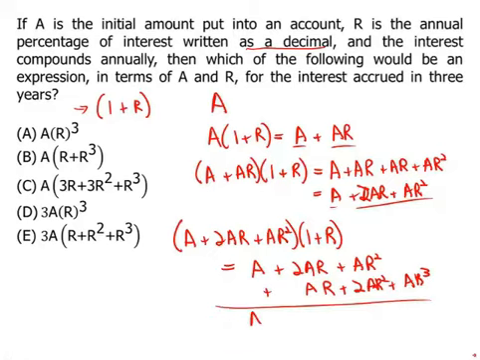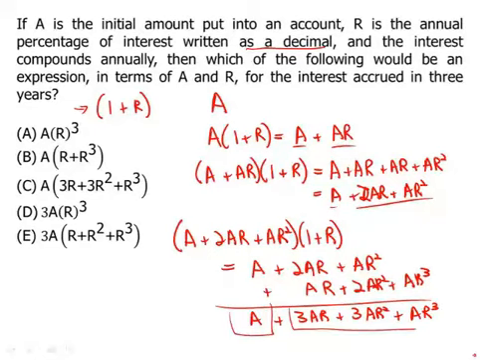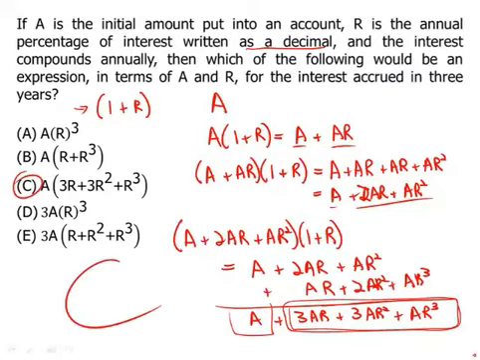And then adding, we get 3ar plus 3ar squared plus ar cubed. And again, this is the principal, and all this here is the interest after 3 years. And notice, if we factor out an a, what we get is answer choice C. And answer choice C is the correct answer.